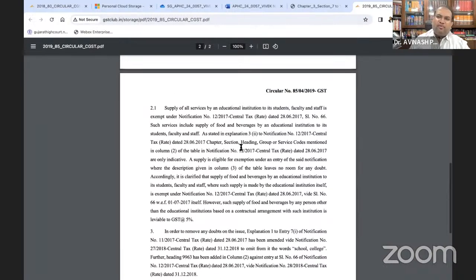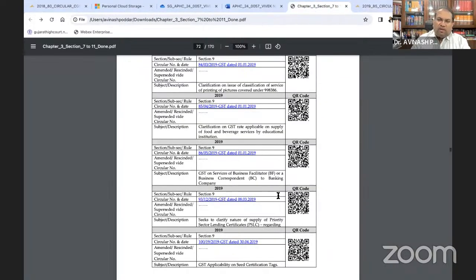So now one thing is very clear. Any services which are provided by an educational institution to its students, faculty or staff are exempt. But if they are not directly provided by them, then in that case, the exemption may not arise and the applicability would depend on the kind of the service which is being provided.